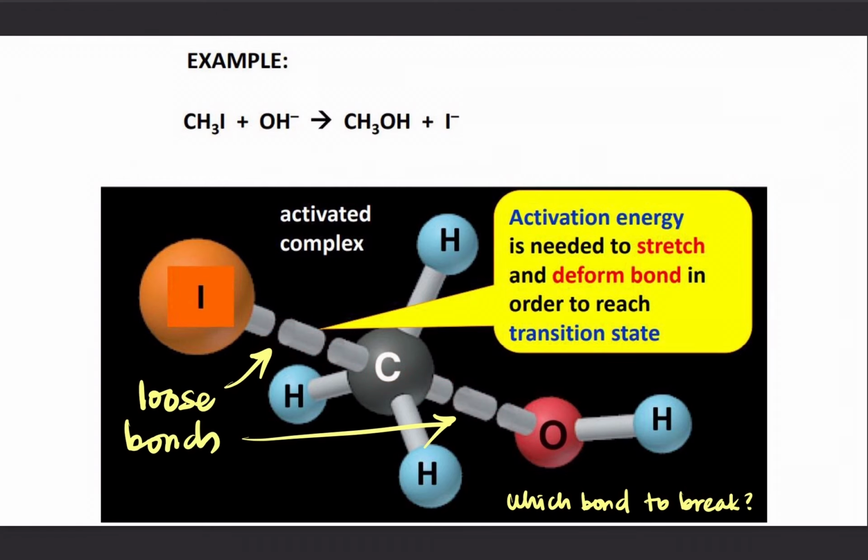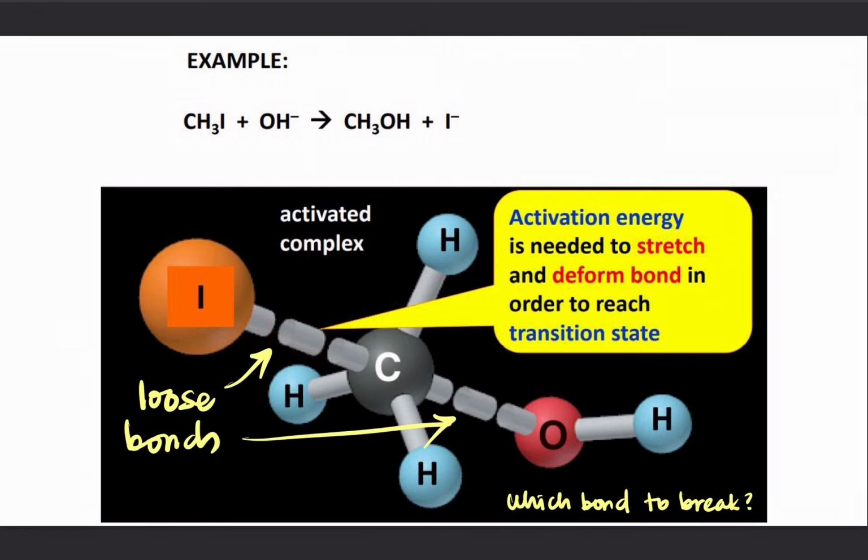Okay, so these two bonds in this activated complex are loose bonds. Right now the activation energy is needed to stretch and deform the bond in order to reach the transition state. So when you reach that activation energy, it is actually to break this bond. Okay, so in this transition state we have two loose bonds.